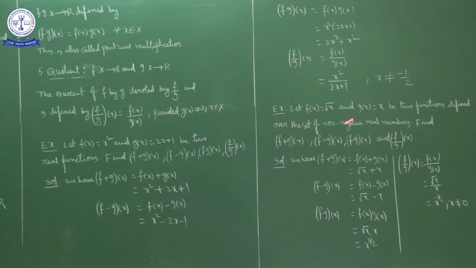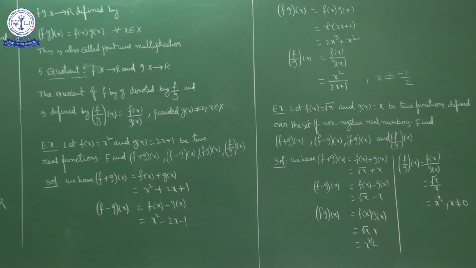Now f plus g of x. F plus g of x is what? F of x plus g of x. What is f of x? Square root of x. G of x is x. Square root of x plus x. That is f plus g of x. Now f minus g of x. F minus g of x is f of x minus g of x, where f of x is equal to square root of x, minus g of x is minus x. So f minus g of x is what? Square root of x minus x.